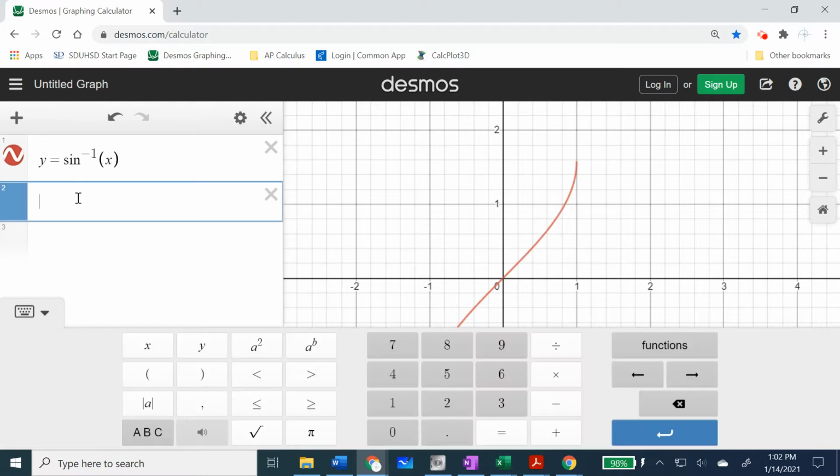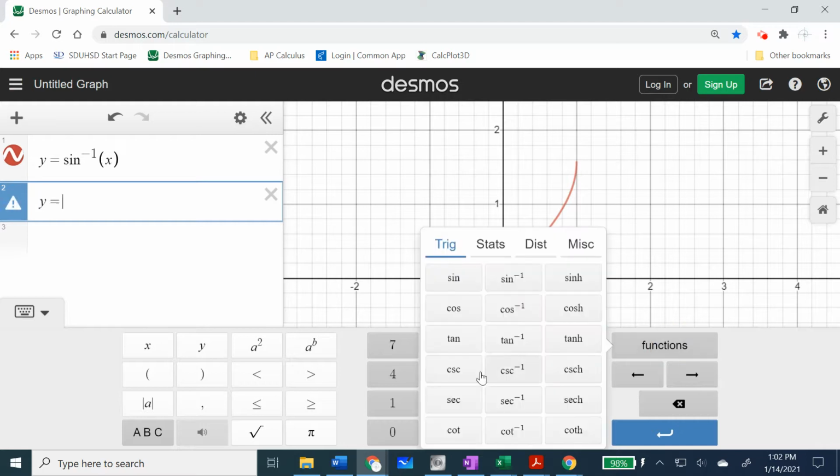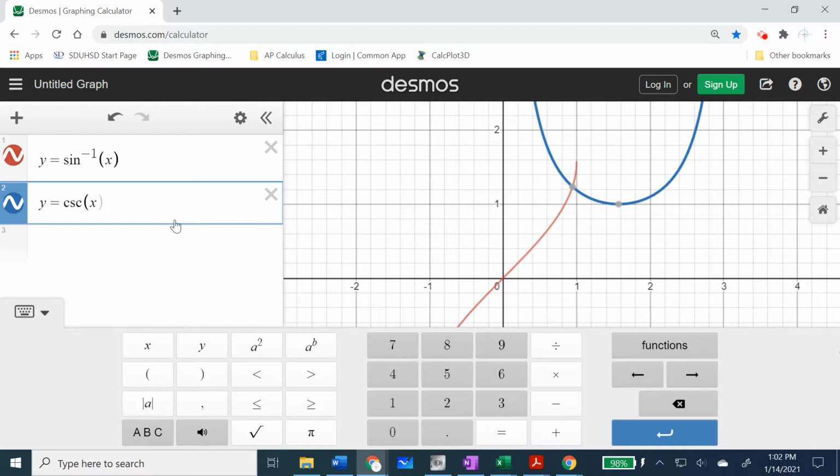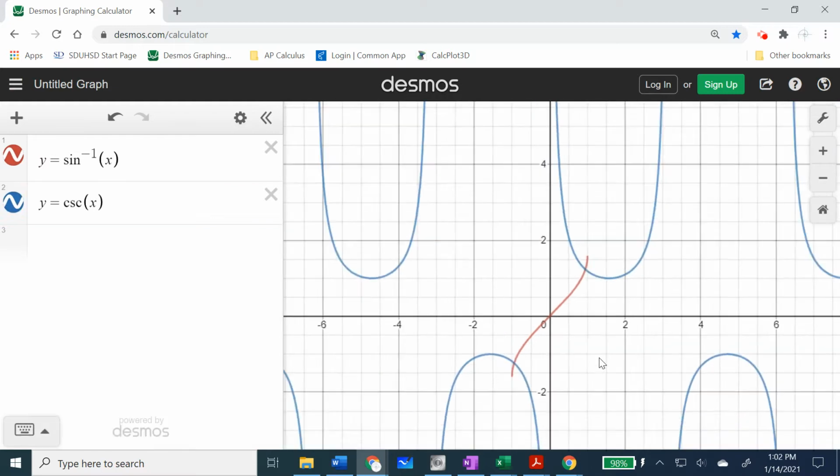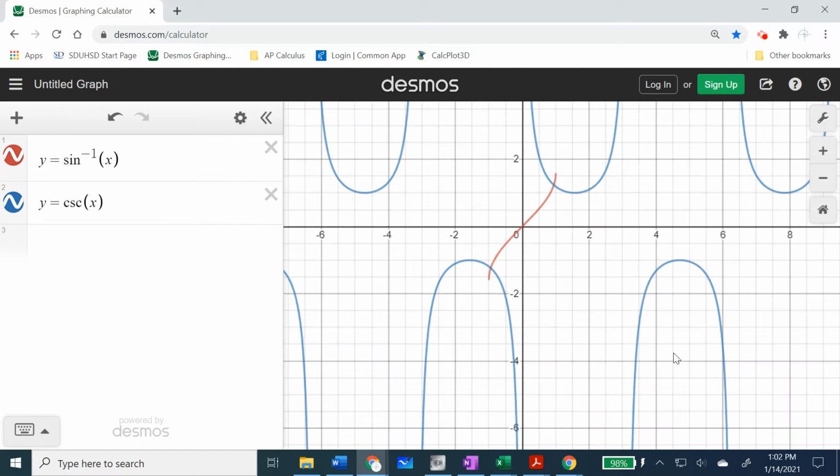Now, if I graph the reciprocal of sine, and the reciprocal of sine is the function cosecant, I get an extremely different function. Look at the difference. Those two graphs have absolutely nothing in common. They are completely different. They have different domains and ranges. So I can't emphasize enough to you that there is a difference between this symbol and an exponent of -1.